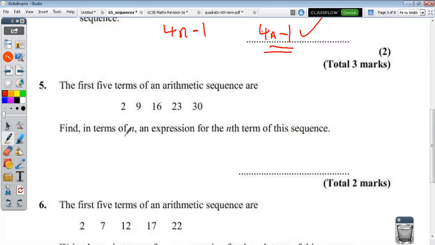Now, can you work out the next one without the teacher? I'm giving you 30 seconds, everyone. I want you to work out the formula. You have seen what you've been doing for the nth term. Formula for the nth term.